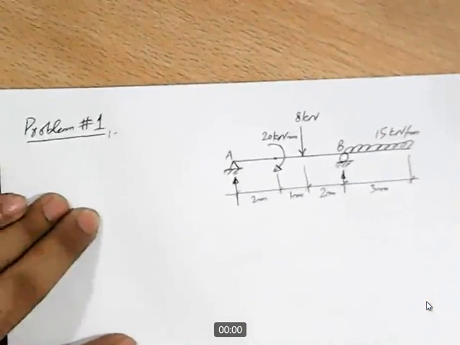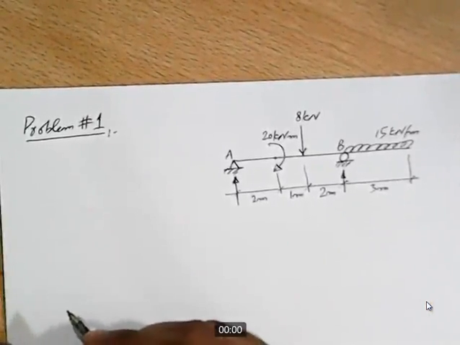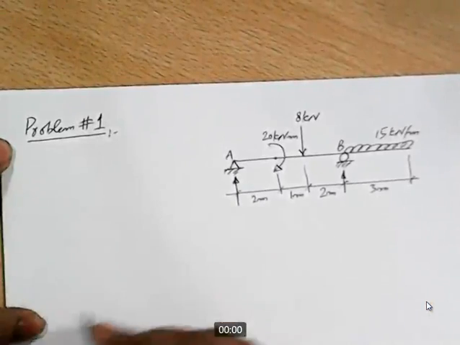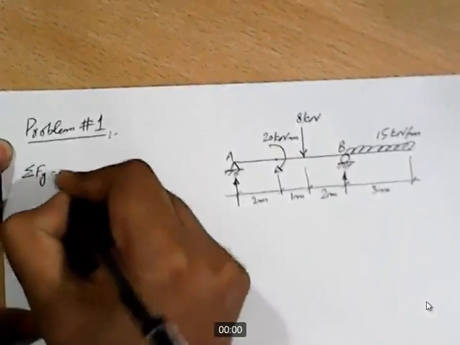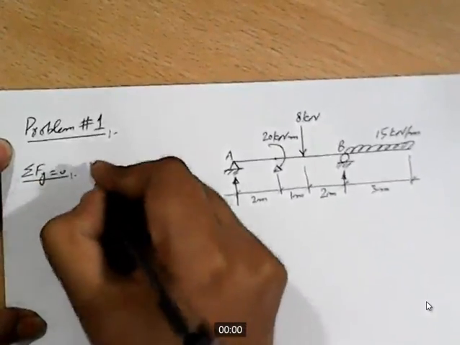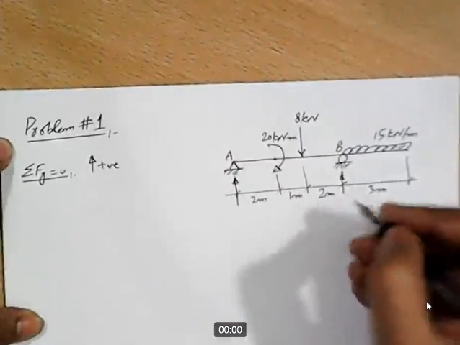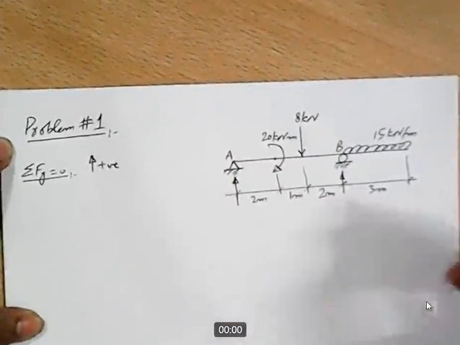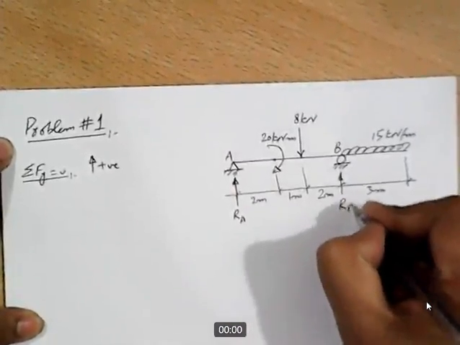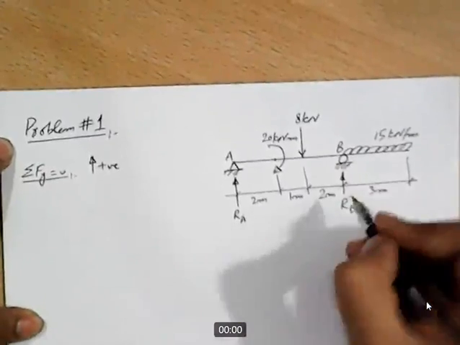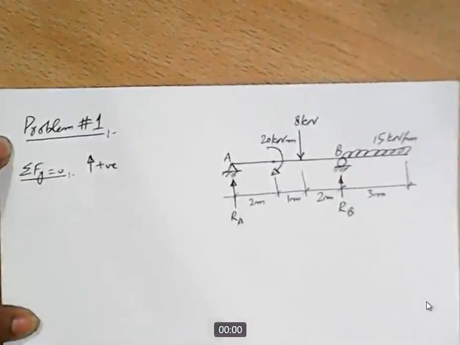The solution, and we know that first step of solving this beam is to determine the reactions of the beam, and for that we will apply the conditions of equilibrium. The convention is that we will take upward forces as positive. Let's call this reaction RA and this reaction RB. So there are two forces acting in upward direction, RA and RB.